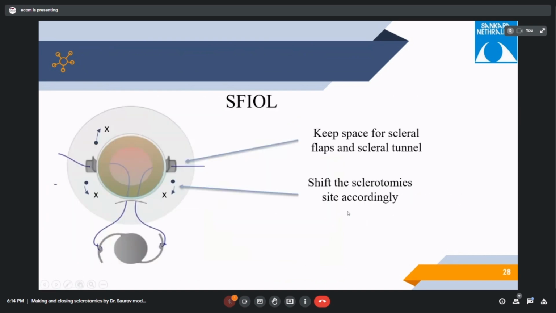In cases of SFIOL, you need a space for scleral flaps and scleral tunnels at 3 and 9 o'clock. You need 7 to 8 mm area superiorly to accommodate the rigid SFIOL. So you need to shift the sclerotomies accordingly. The infusion cannula or the inferior sclerotomy should be shifted more inferiorly, and the superior sclerotomies should be shifted superiorly.